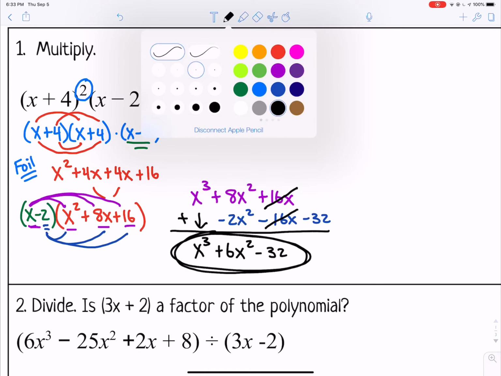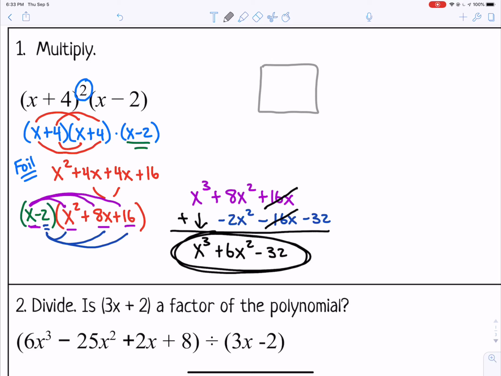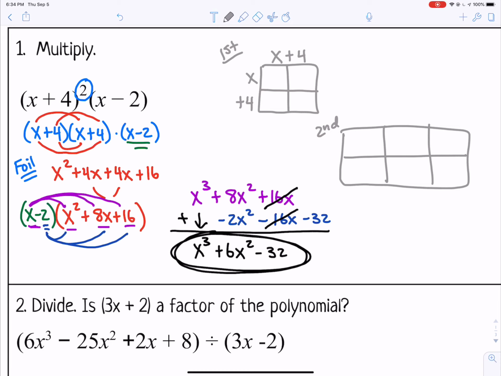Just a side note, if you like to use the box method, that would have also been fine. I'm not going to work it all the way out that way. I'm just going to show you how to set it up. So you could have first multiplied the x plus 4 times x plus 4. And then you need to multiply x minus 2 times x squared plus 8x plus 16 in that second step. So this would be your first step. Your second step would need to be a bigger box because you have a binomial of x minus 2 times the trinomial you get from your first round of FOILing. And you would end up with the same answer if you use that method, just so you know.